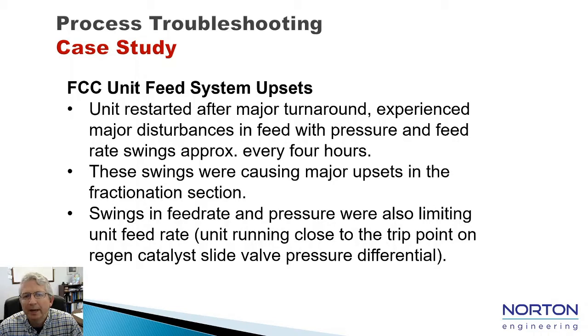These swings in feed rate and pressure were also limiting the unit feed rate. The unit was running very close to the trip point on the regen catalyst slide valve differential pressure, and so operators were having to keep the unit at lower rates than normal in order to try and keep the unit from tripping automatically with the shutdown system.